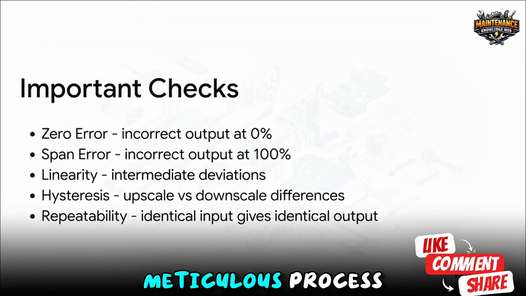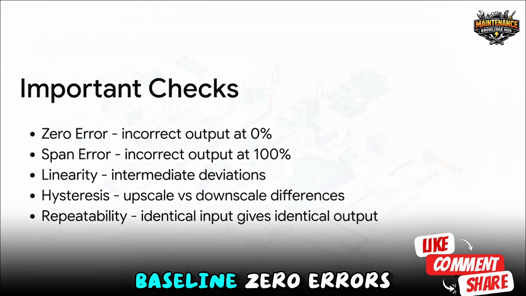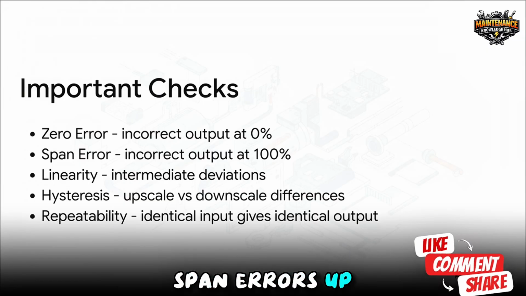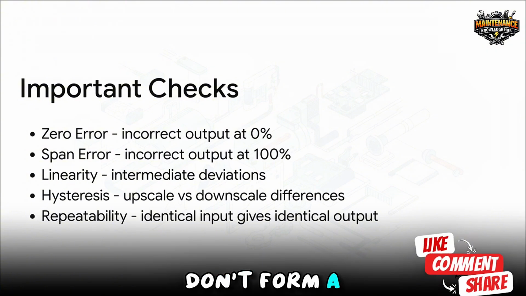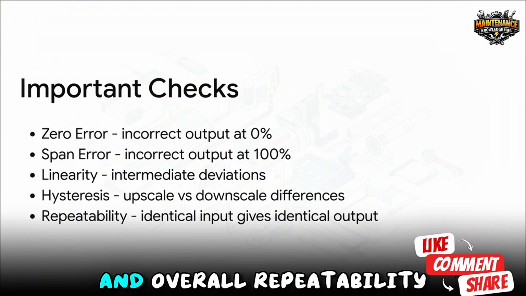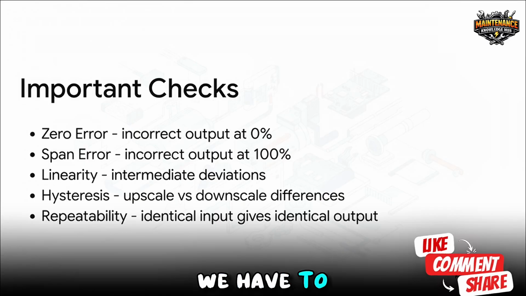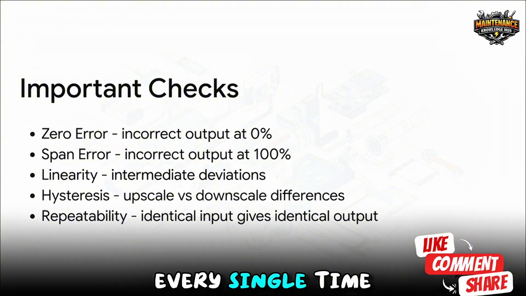Throughout this whole meticulous process, we are constantly hunting for specific faults. We're looking for baseline 0 errors, span errors up at the top end, linearity deviations, where the middle points don't form a perfectly straight line, upscale and downscale hysteresis differences, and overall repeatability. We have to ensure that the exact same input always gives the exact same output, every single time.